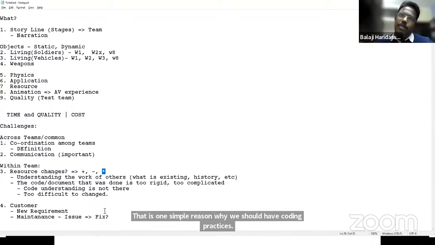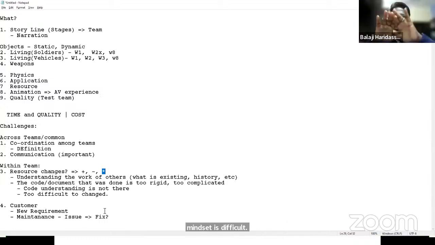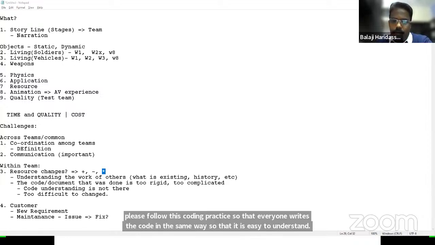If everyone has a common mindset, good enough. But bringing a common mindset is difficult. So we bring in a policy or a practice, say everyone please follow this coding practice, so that everyone writes the code in the same way, so that it is easy to understand. Is it clear what I'm trying to tell so far?